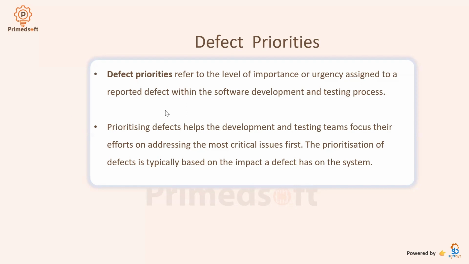Like I said before, the priority is how important or how urgent it is. The priority could be low, it could be high, it could be minimal, or it could be critical. Prioritizing defects helps the development team and testing team focus their efforts on addressing the most critical issues first. So let's say, for example, we have a cosmetic bug, and we have a bug that wouldn't allow users to pay for a product they've purchased.